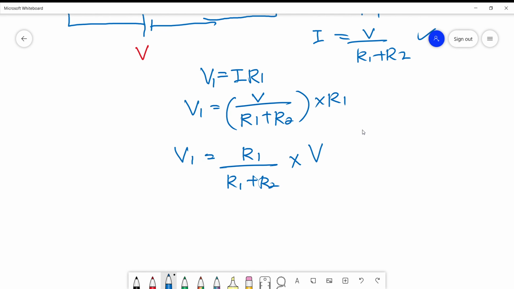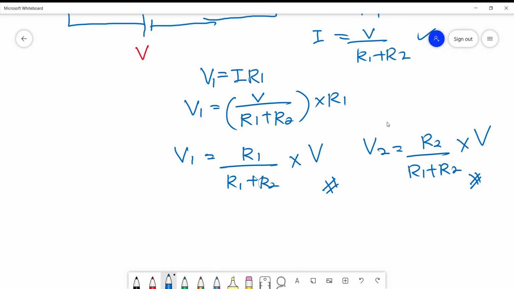So what I get is the potential difference across the first resistor. And the same goes for the potential difference across the second resistor. What we need to write at the upper part is R2. So R2 over R1 plus R2 multiplied by the total potential difference. Okay, so that's it. That is what we call potential divider.